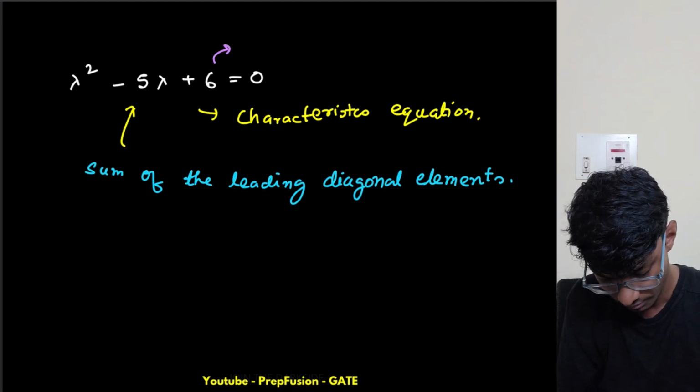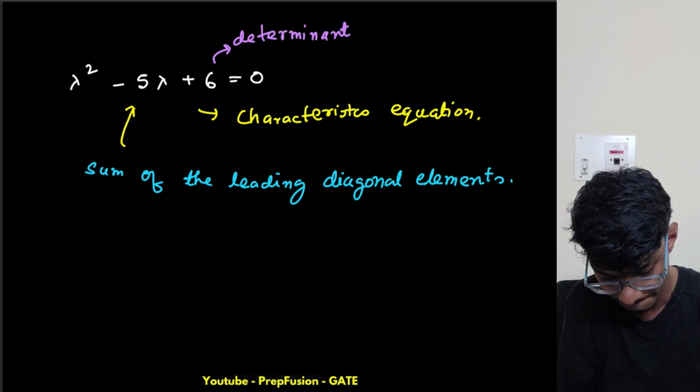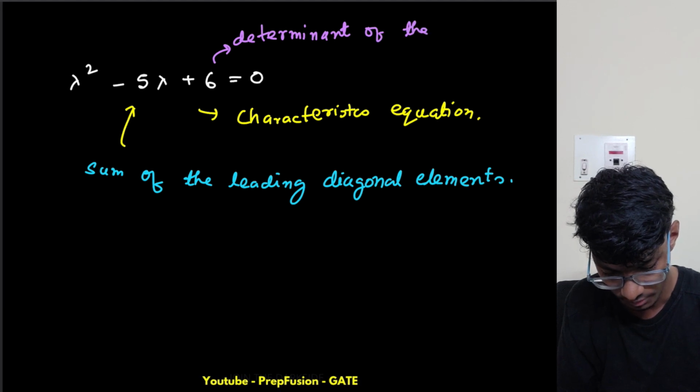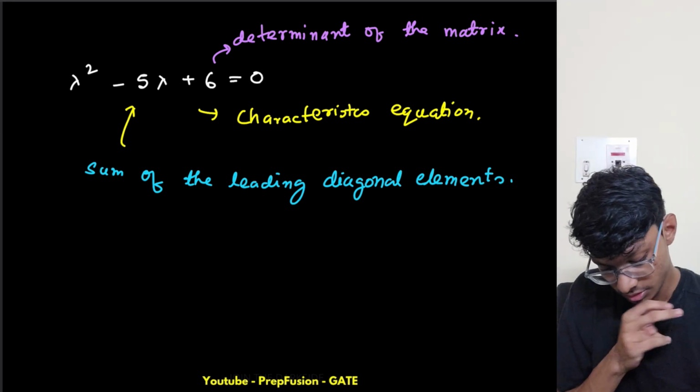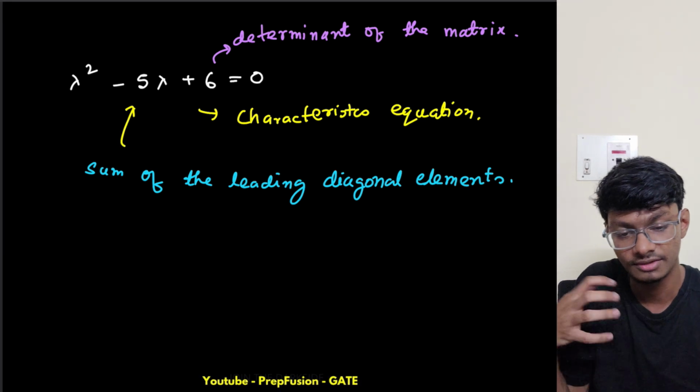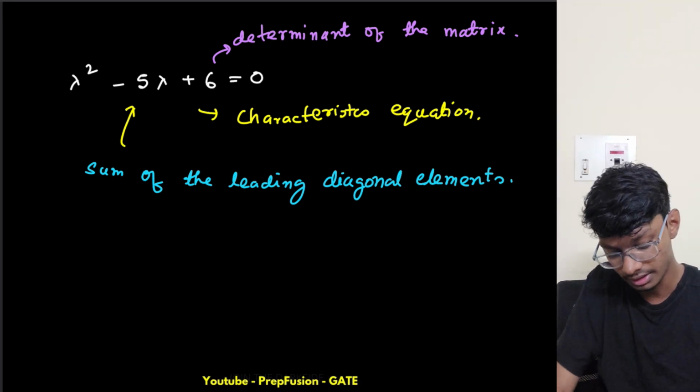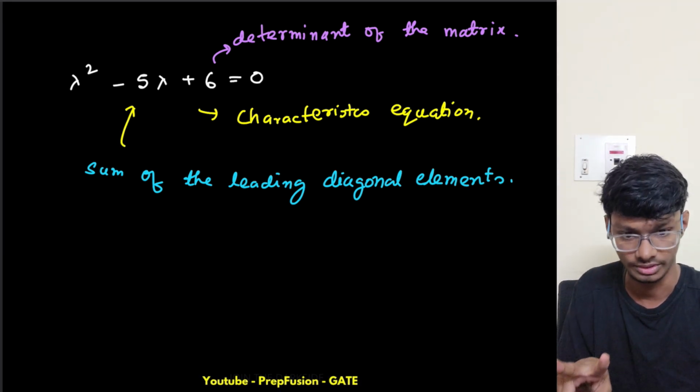This represents the determinant of the matrix. Okay, this represents the determinant of the matrix. So yeah, this is basically the form of how we write the characteristic equation for a 2 cross 2 matrix.